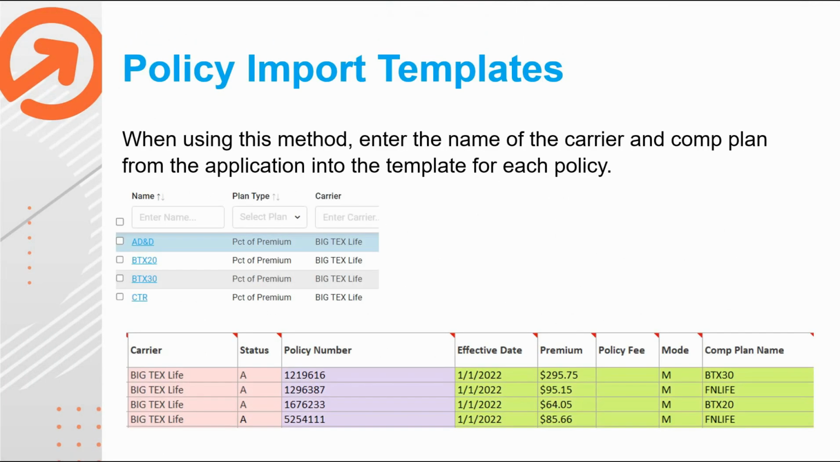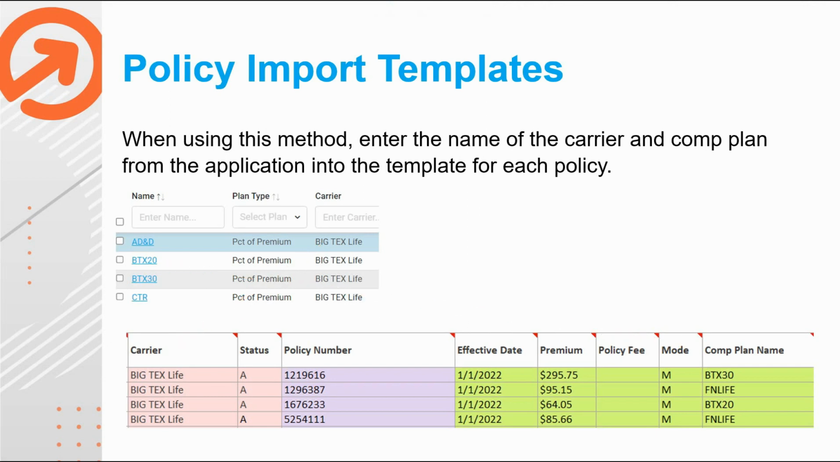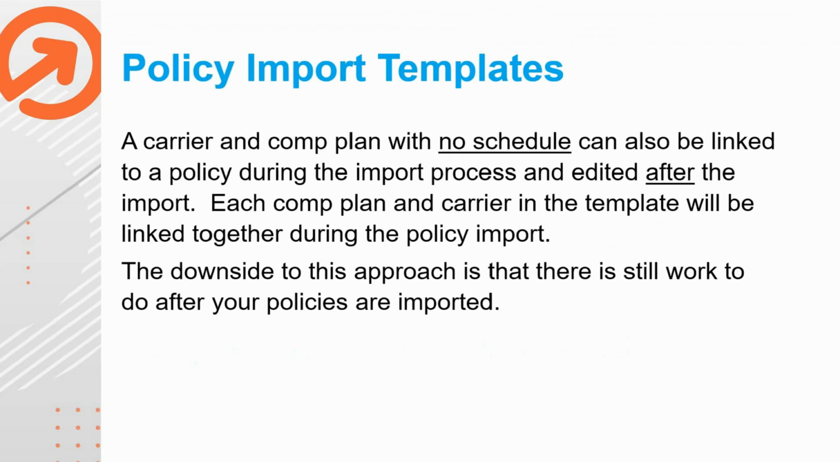When using this method, enter the name of the carrier and comp plan from the application into the template for each policy. A carrier and comp plan with no schedule can also be linked to a policy during the import process and edited after the import. Each comp plan and carrier in the template will be linked together during the policy import. The downside to this approach is that there is still work to do after your policies are imported.